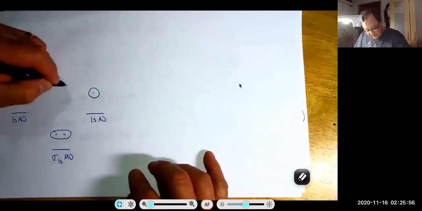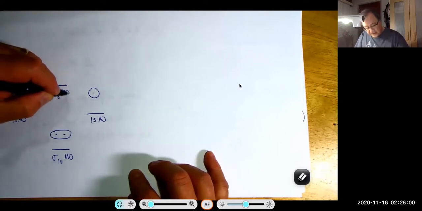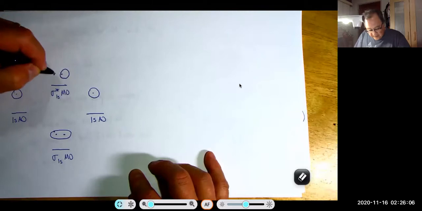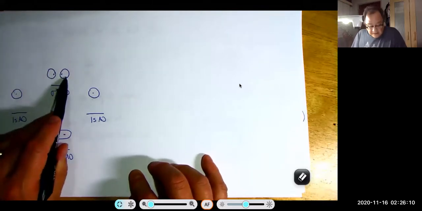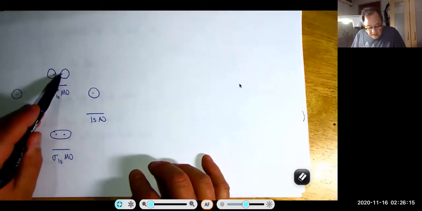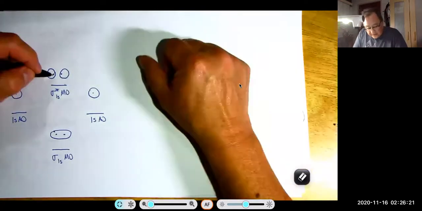And then we have the sigma star 1s, and this is an anti-bonding orbital. And I like to draw it a little differently than the book. I draw it like this, because with this, you've got to think, well, the electrons are here. This electron is going to pull that atom away from that atom, because if you have an electron here, it's going to pull the atoms apart. And then it's an anti-bonding interaction.